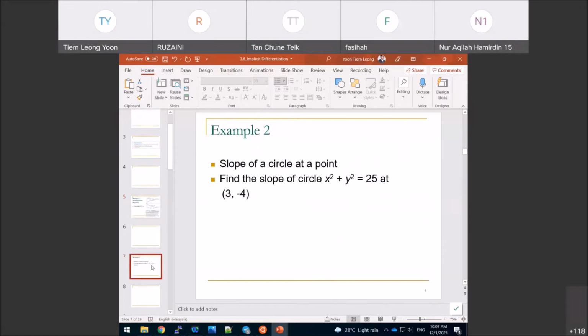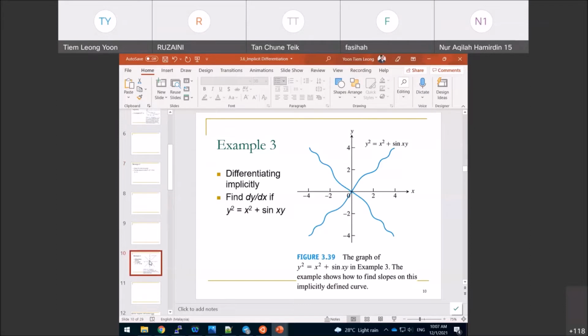Then this is another example. You have a circle, so you're asked to find out what is the dy dx on the circle at the point x equals 3, y equals 4. And then you have another situation where you have quite a complicated shape of a curve, which is given by y squared plus x squared equals sine xy.